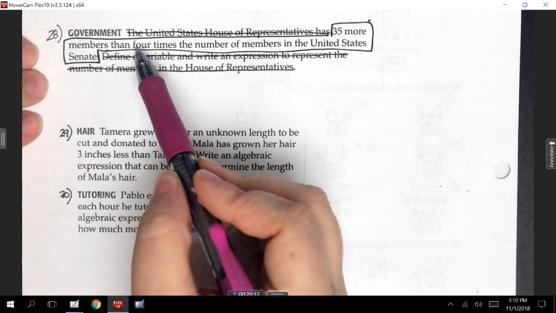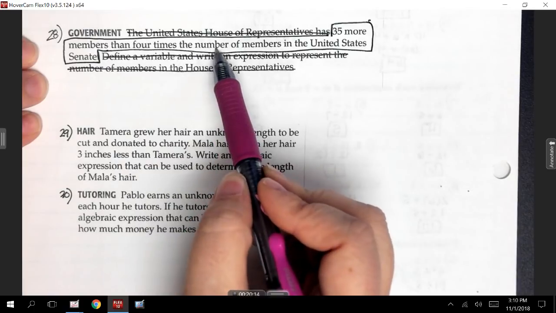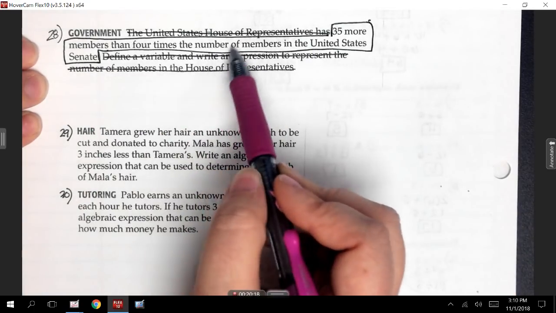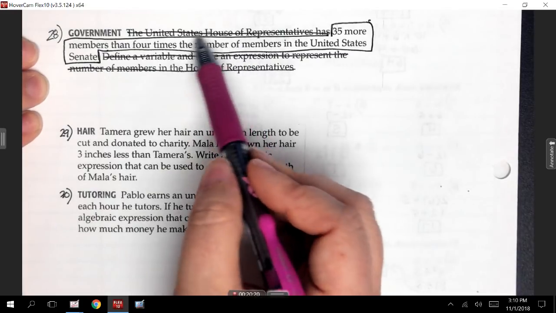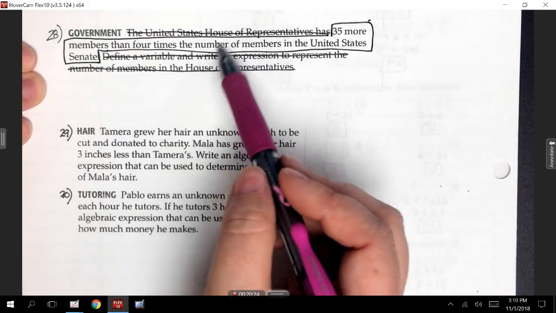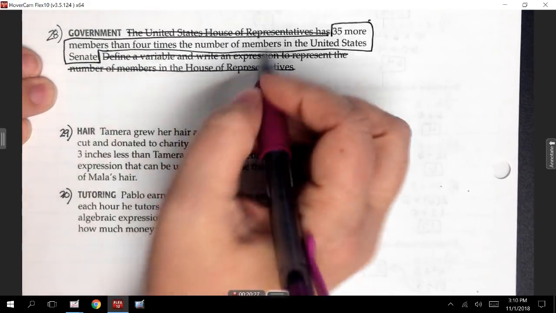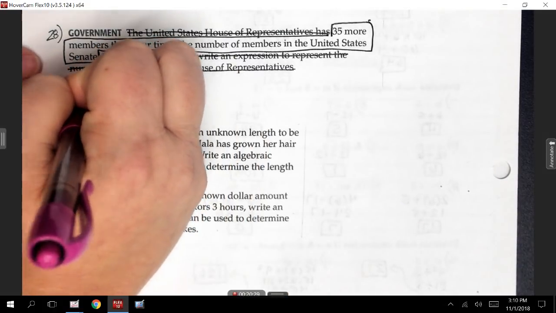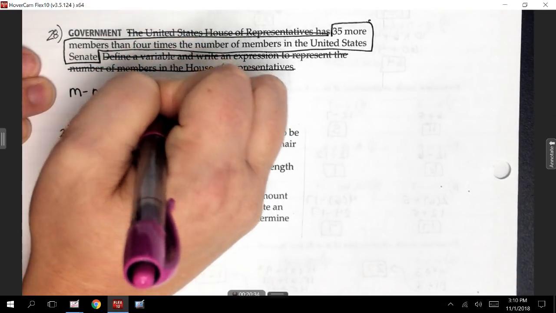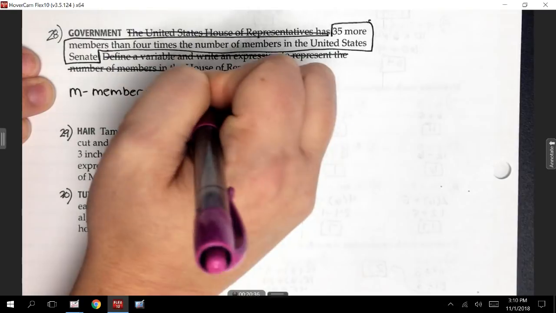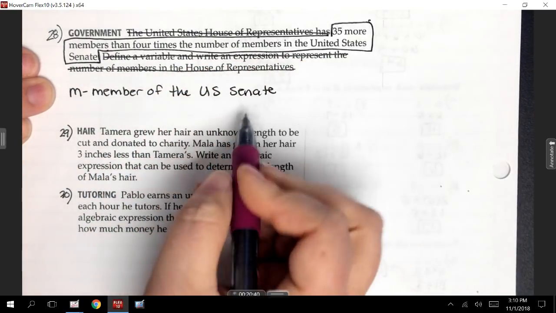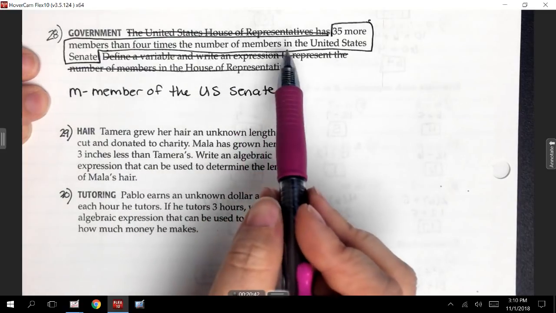35 more members than 4 times the number of members in the United States Senate. Do I know what that number is? Whenever it says just something generic like the number, that's a pretty clear indication that's going to be my variable. So I'm going to put M for members of the U.S. Senate. Okay, and now I'm going to start trying to fill in what it says.